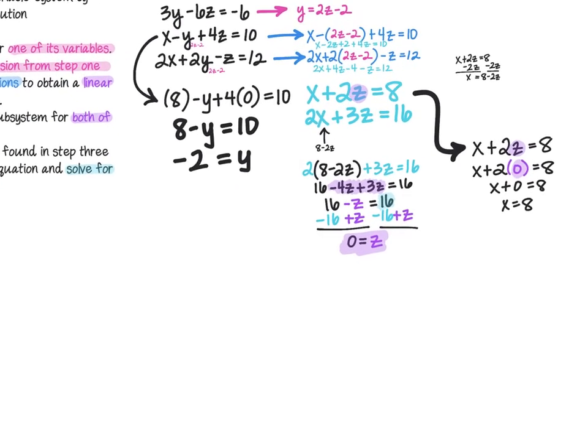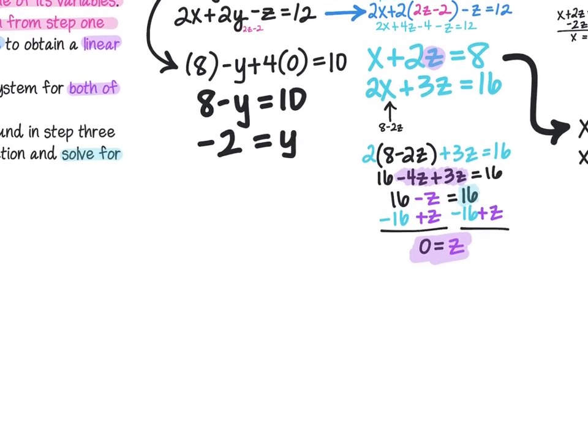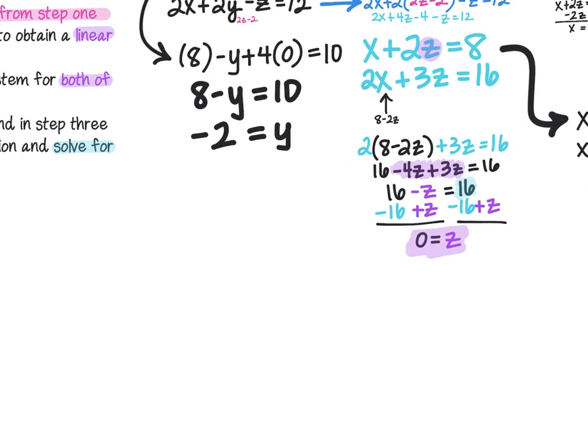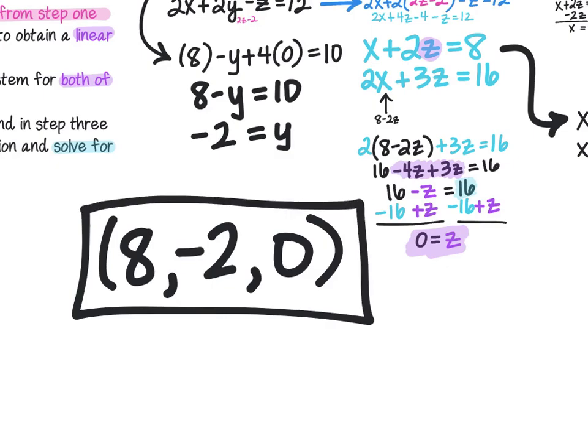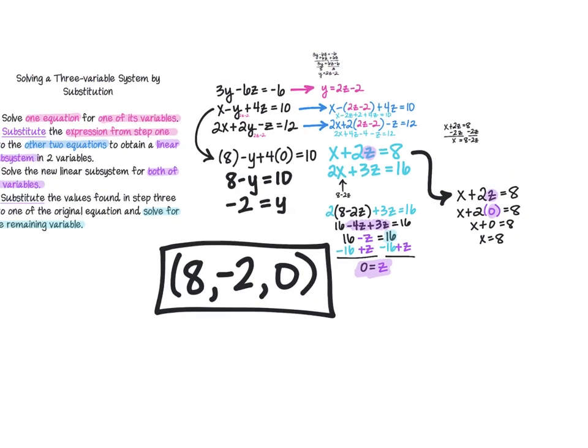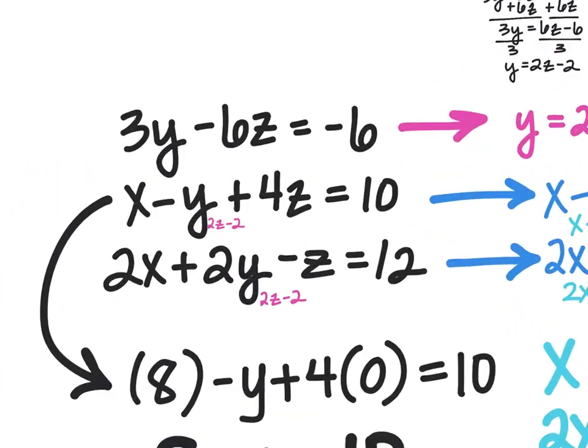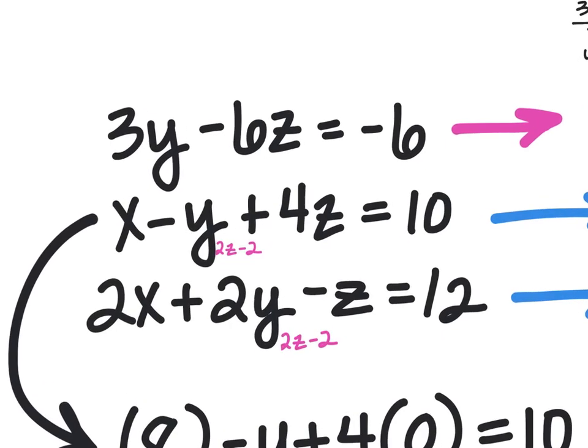X equals 8, y equals negative 2, and z equals 0. So my ordered triple is 8, negative 2, 0. And if I were to substitute each one of those values back into each one of these original three equations, they would all be true.